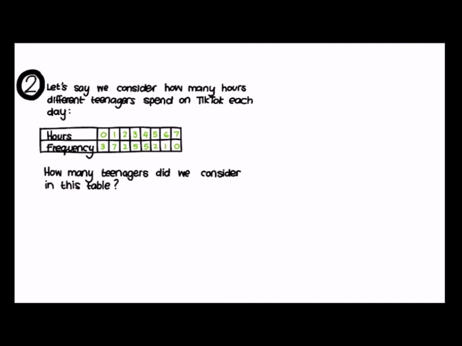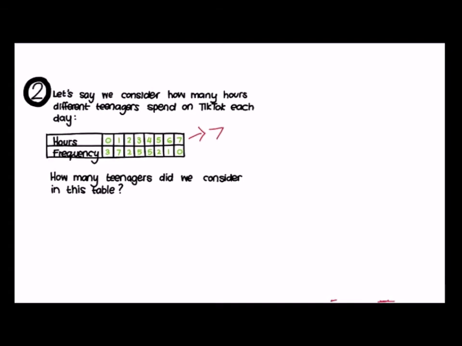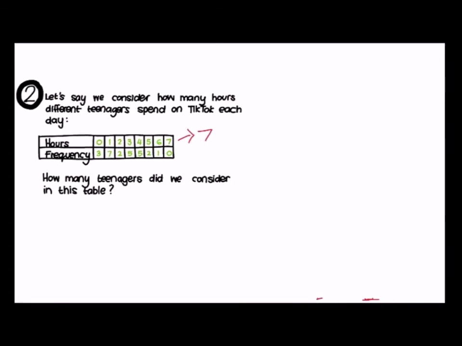Okay, so what we need to find out is how many teenagers we actually considered in this table. What a lot of students that I've seen do is accidentally count the number of hours here, and they would say, okay, well we've got 7 hours maximum, so that is your number of teenagers. Okay, but that's actually not quite right.